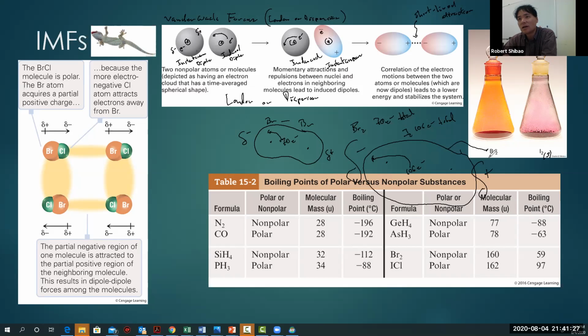So iodine is a solid, bromine's a liquid, chlorine's a gas. Chlorine has a lot fewer electrons, so it's not going to generate as big of an instantaneous dipole as bromine does. And so these are fleeting.